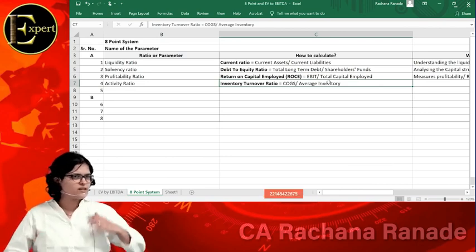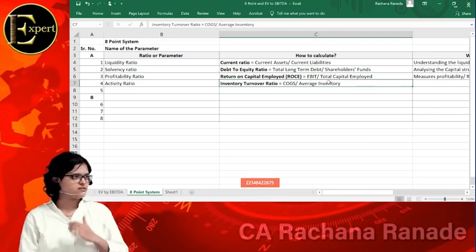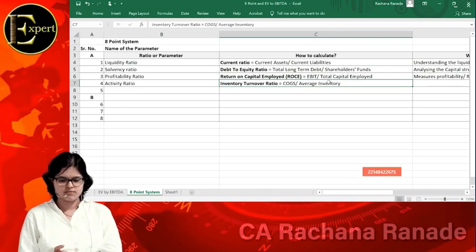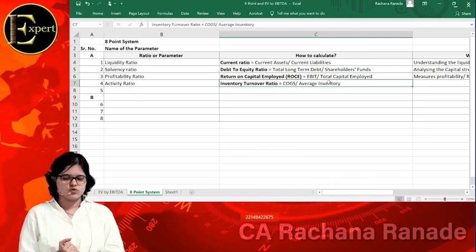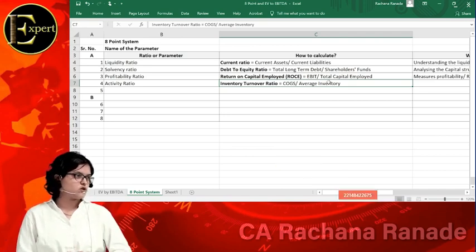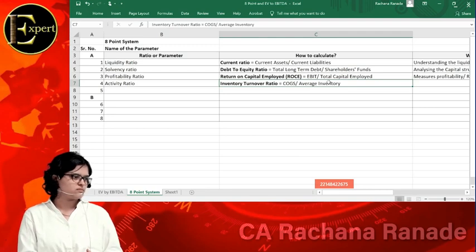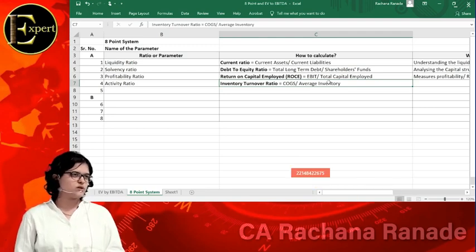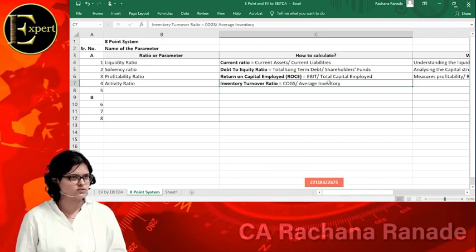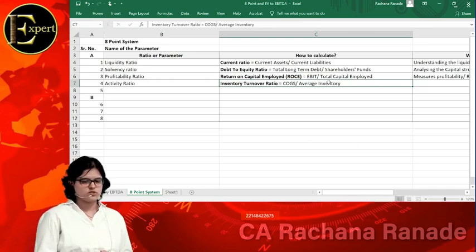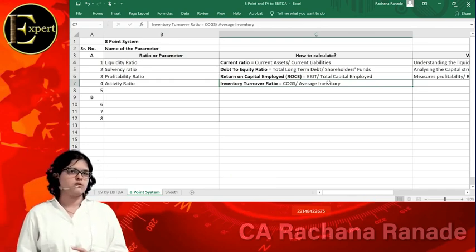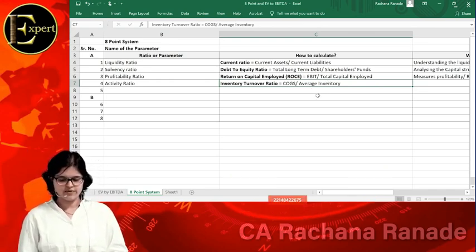Activity. How active is the management? How are they performing their activities? That's an activity ratio. It's calculated as COGS divided by average inventory. COGS is cost of goods sold. But it's a tricky calculation, so I did not tell you how exactly it is calculated. If you want to write down the formula, it is COGS, cost of goods sold, divided by average inventory.